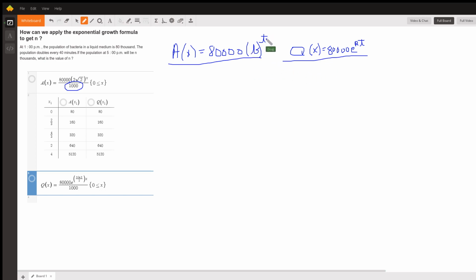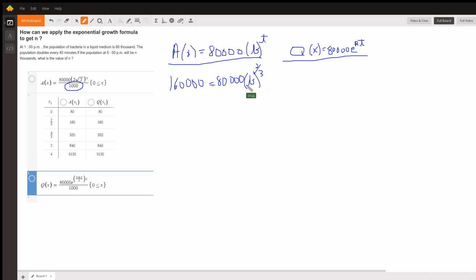Again, when t is 0, the initial value is 80,000. That's this number in front. And now we want to use the fact that the population doubles every 40 minutes. And by the way, t is in hours. So if I put 160,000 equals 80,000 times some base, which is what we're trying to find, will be 160,000 when t is 40 minutes or 40/60ths of an hour, which is 2/3.